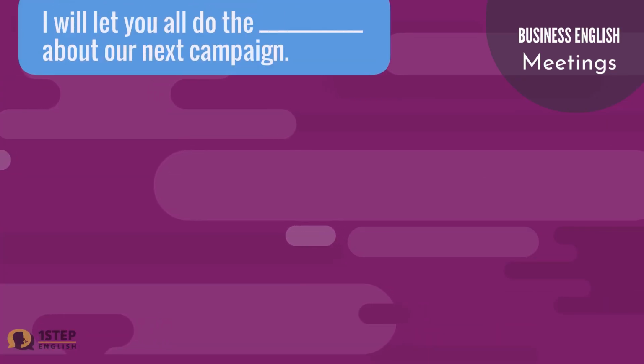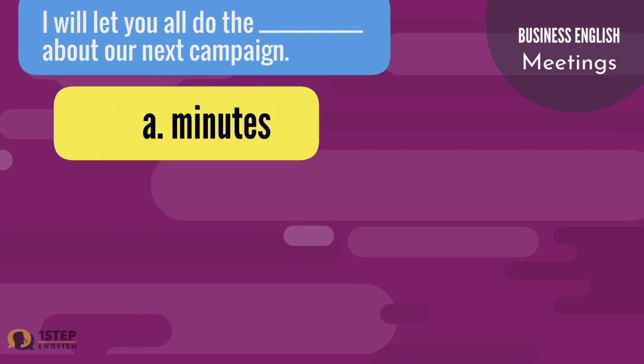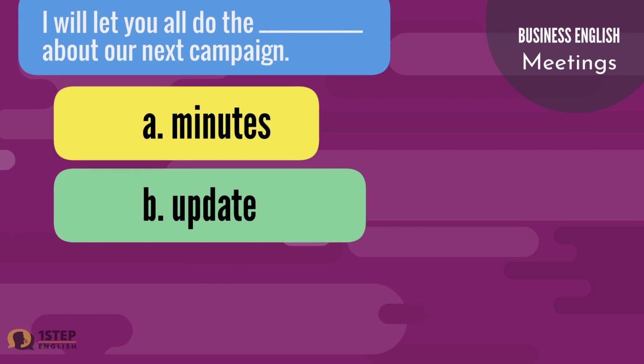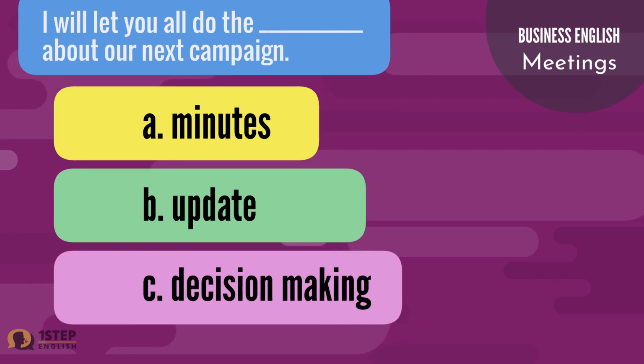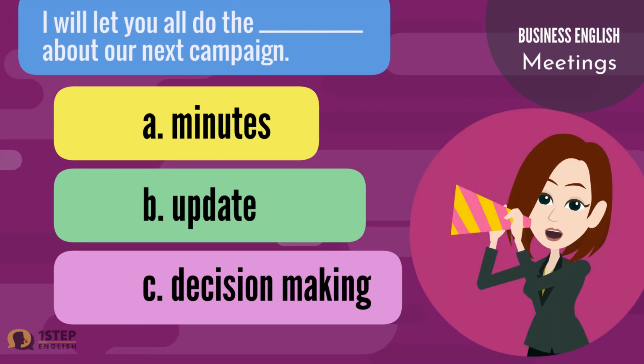I will let you all do the about our next campaign. Letter A. Minutes. Letter B. Update. Letter C. Decision making. The correct answer is letter C. Decision making. I will let you all do the decision making about our next campaign.